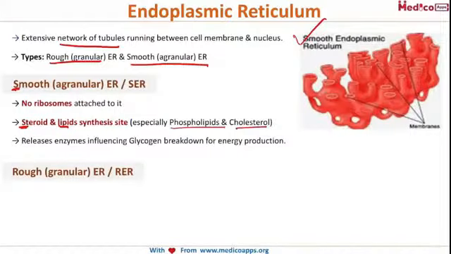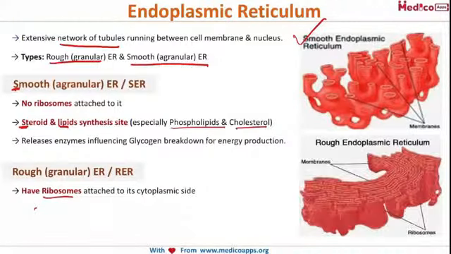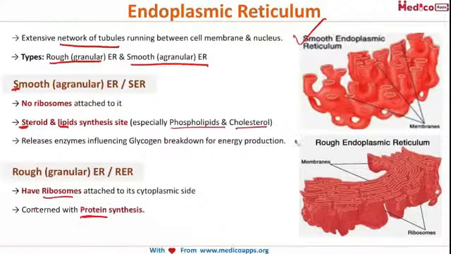Now, let us look at rough endoplasmic reticulum. As you can guess, it has ribosomes, right, that are attached to its cytoplasmic side. So, these are concerned with the production of proteins, that is protein synthesis. This is how a rough endoplasmic reticulum looks and you can compare these two. Smooth endoplasmic reticulum does not have these small dots which are nothing but your ribosomes, right. That is why this structure is called rough or granular endoplasmic reticulum and it is the site of synthesis of proteins.